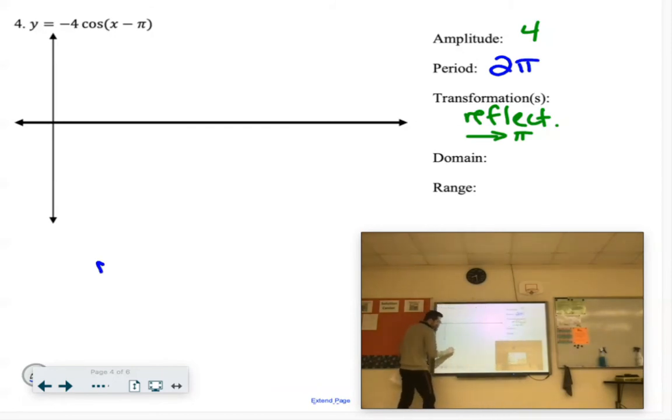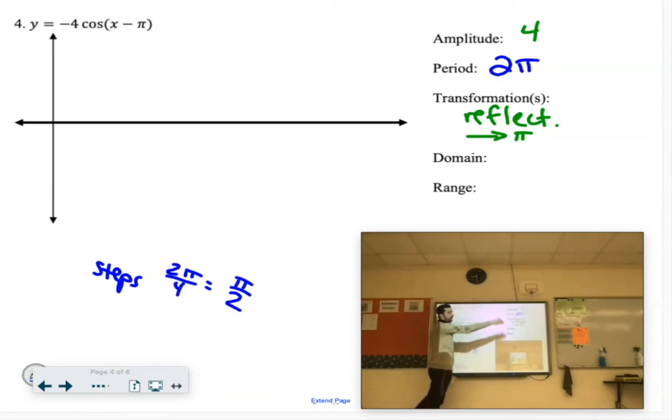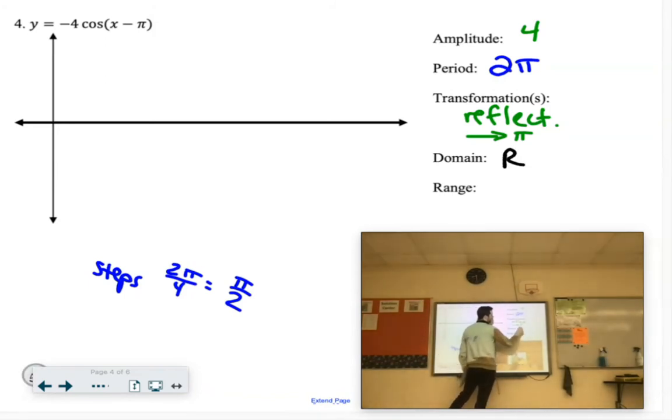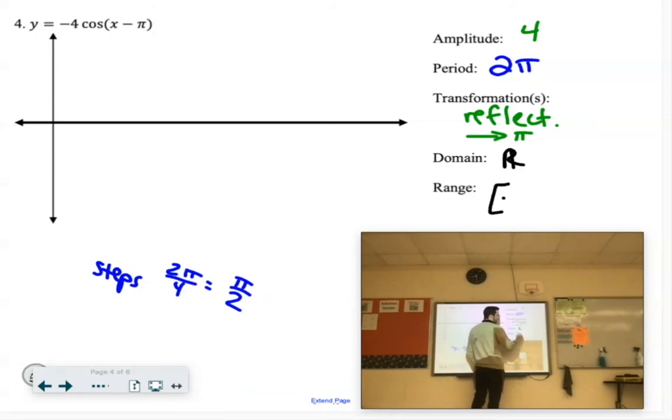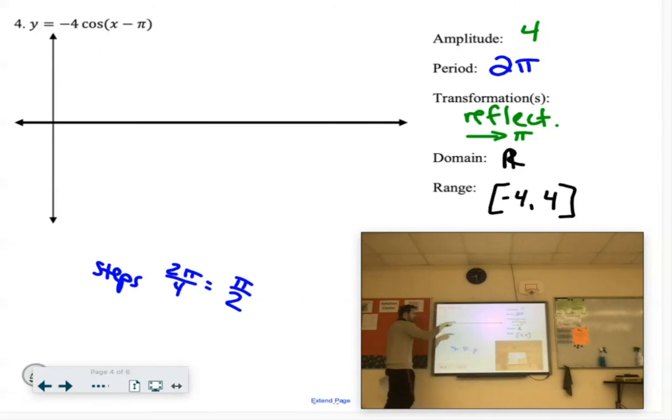Old man plan likes to figure out our steps, so we're going to take the period divided by 4, which comes out to pi over 2. So we're going to mark every additional half of a pi. Domain, we already know. Domain is all real numbers. Now there's no vertical shift, so really we can just look at the A to figure out our range. Our amplitude is 4. So at the lowest, we're going to go to negative 4. At the highest, we're going to go to positive 4. Everything is shifting to the right pi. And we're going to mark off every 1/2 pi.